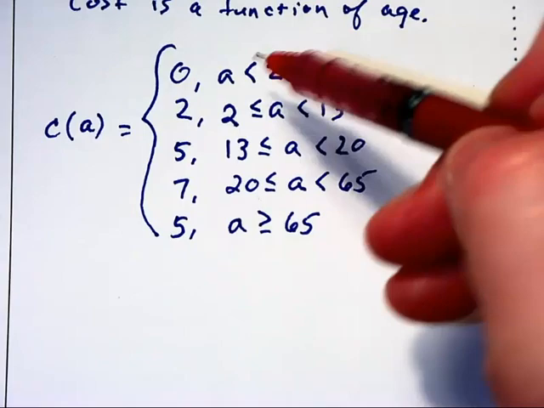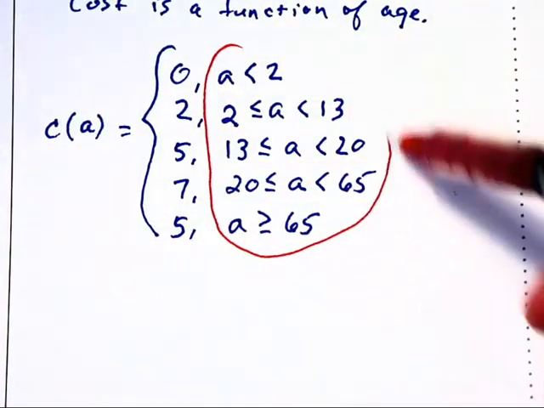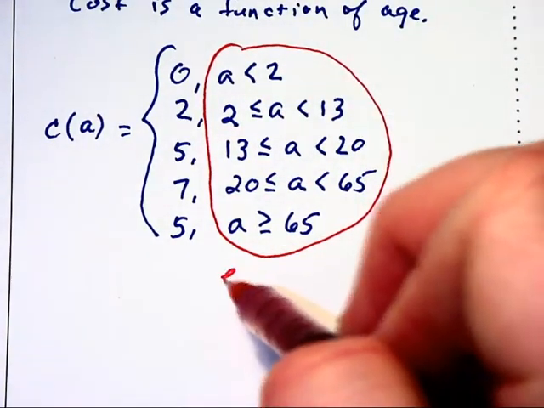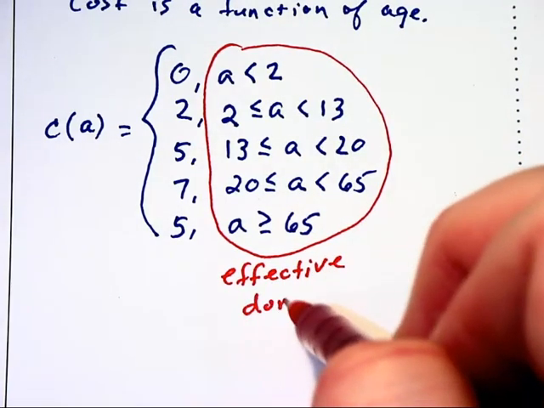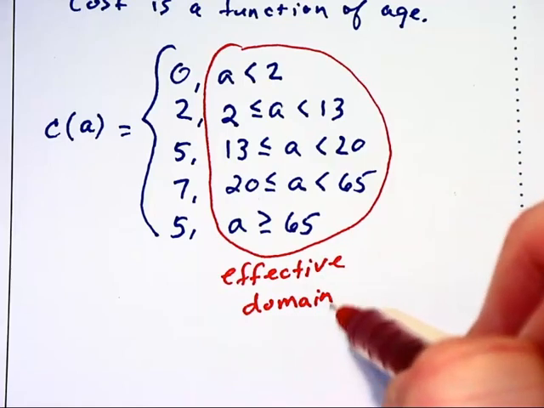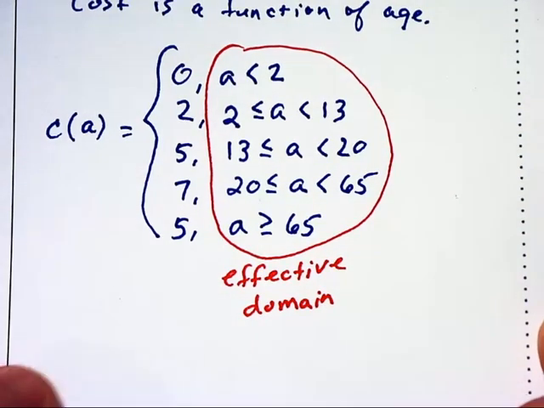Now these domains over on the right actually have a name. They're called the effective domains of the function, and they really help you to draw the graph. Now let's go through and answer the final part of the problem.